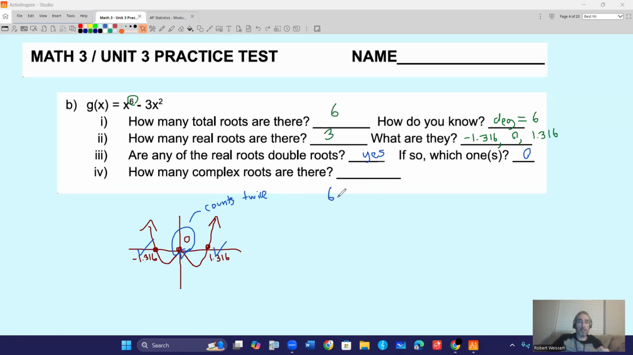So you'll take 6 minus 4, and that's going to give you 2, just like our last one had 2. So there's going to be 2 roots that don't show up on the graph. Those are your complex roots. They have i in them. You won't actually have to solve for that i, but that's how you know how many there are at least.